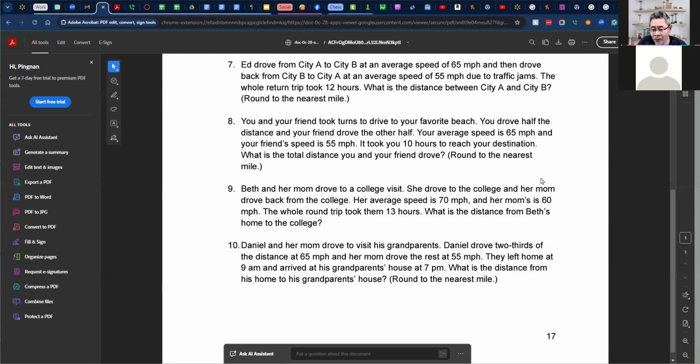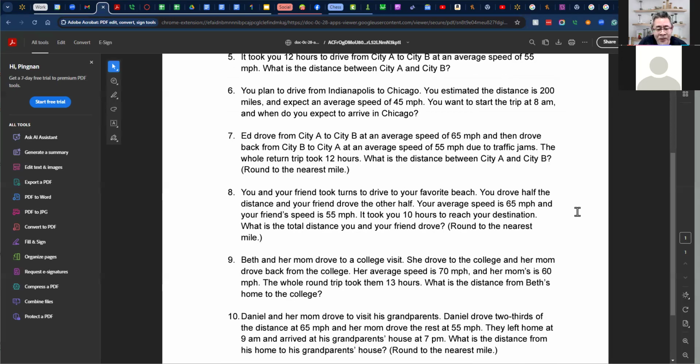Well, let's see how we set this up. We know that from A to B, that is 65 miles per hour. And B to A, coming back, that's 55 miles per hour. Now, we don't know how long it took from A to B, so we put it as x. Now, coming back from B to A, since we know the total time for the whole round trip is 12 hours, coming back has to be 12 minus x.